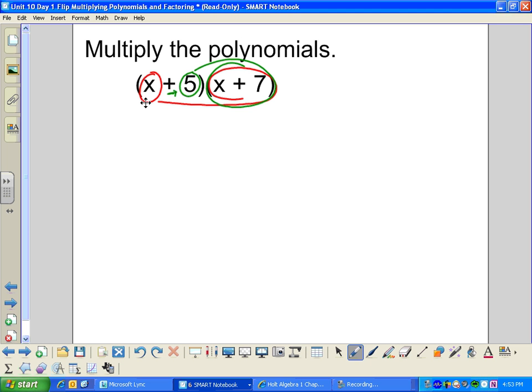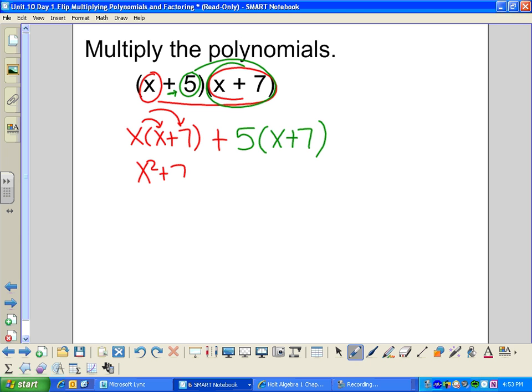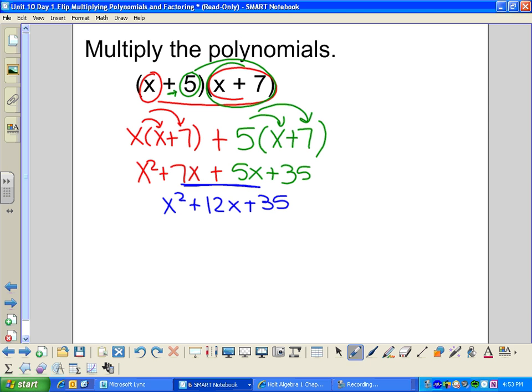So let's see what that looks like. First thing is to multiply x. So I have x times x plus 7 plus 5 times x plus 7. Take a second and look at that. This we can handle. So x times x plus 7, remember I multiply each term, is x squared plus 7x plus 5x plus 35. Now I can simplify this by combining my like terms, and I'll end up with x squared plus 12x plus 35. I used the distributive property to multiply something that looked pretty complicated to begin with.